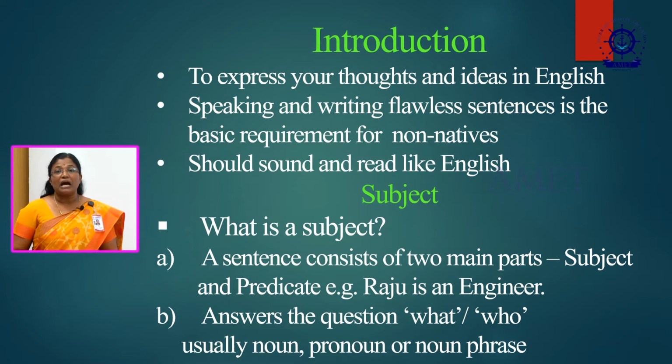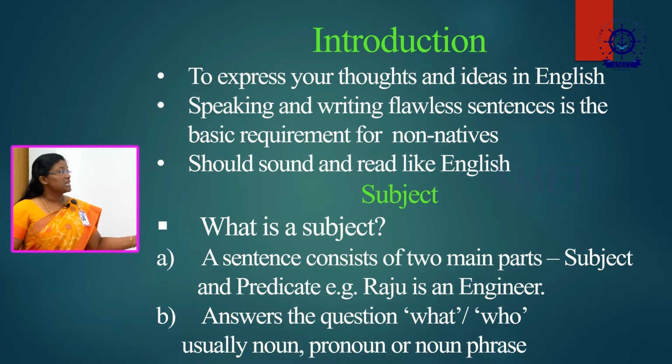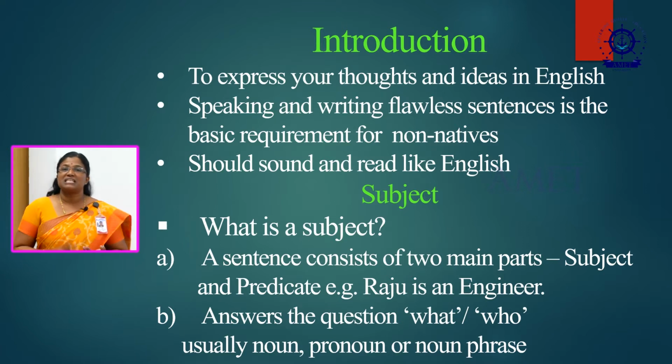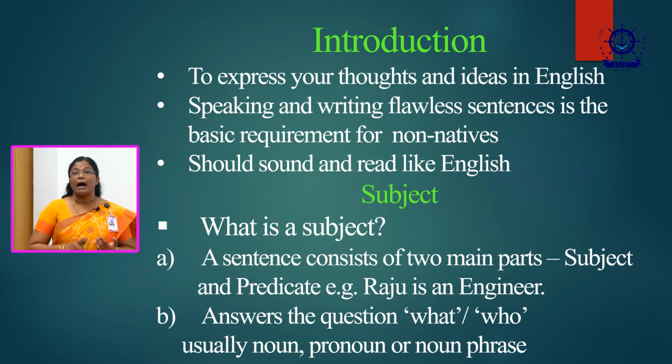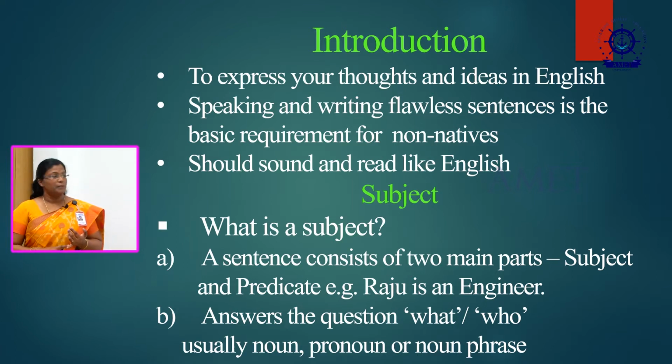So to speak and write flawless English, writing a sentence without mistakes is required. When we construct a sentence, it consists of two main parts. One is a subject, another is a verb. What is a subject? A subject answers the question what or who. For example, in the sentence Raju is an engineer, Raju is the subject. A subject is usually a noun or a noun phrase.